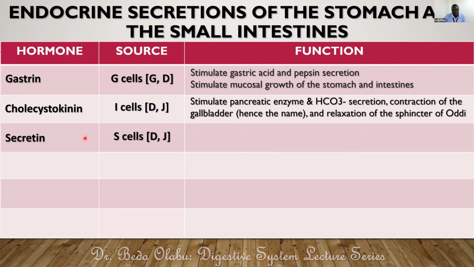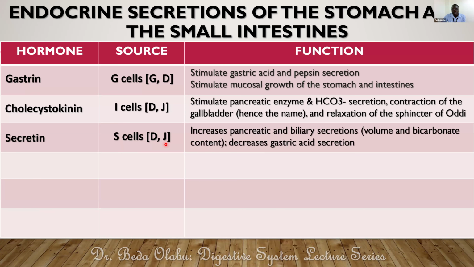Secretin from the S cells of the duodenum and the jejunum increases the production of the bicarbonate-rich content of the pancreatic and bile juice. So largely the bicarbonate-rich component of those pancreatic and biliary secretions. It also decreases gastric acid production.